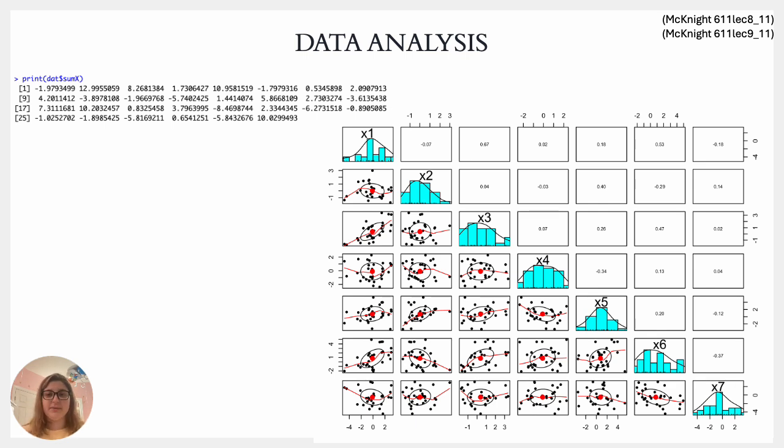A large positive sum value, like our last number, the 10.0299, tells us that the observation has relatively high scores on the items. So then we have our correlation matrix here of our x values. First, we're just going to take a look down the diagonal, and we can see the distribution of each variable as a histogram, along with the fitted density curve.